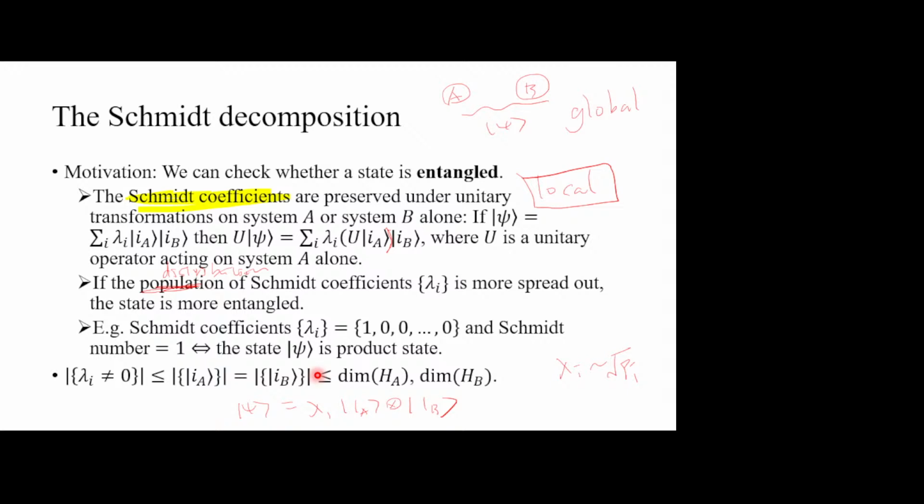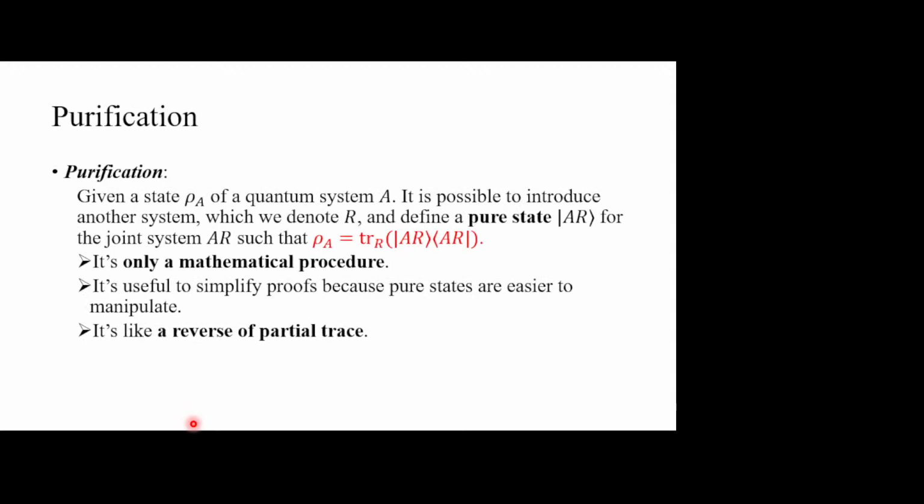And here we give some bound on the Schmidt number. The Schmidt number is the number of lambda i that is not equal to 0. This is at most the number of |i_A> and |i_B> here. But we know the |i_A> and |i_B> are also orthonormal sets inside C^{d_A} or C^{d_B}, so the number of elements cannot be more than the dimension of your system. So the Schmidt number is upper bounded by the dimension of system A or the dimension of system B. Okay, that's the Schmidt number, some kind of characterization of the entanglement between two systems. Any questions? We have 10 minutes left, so I guess now go to purification.